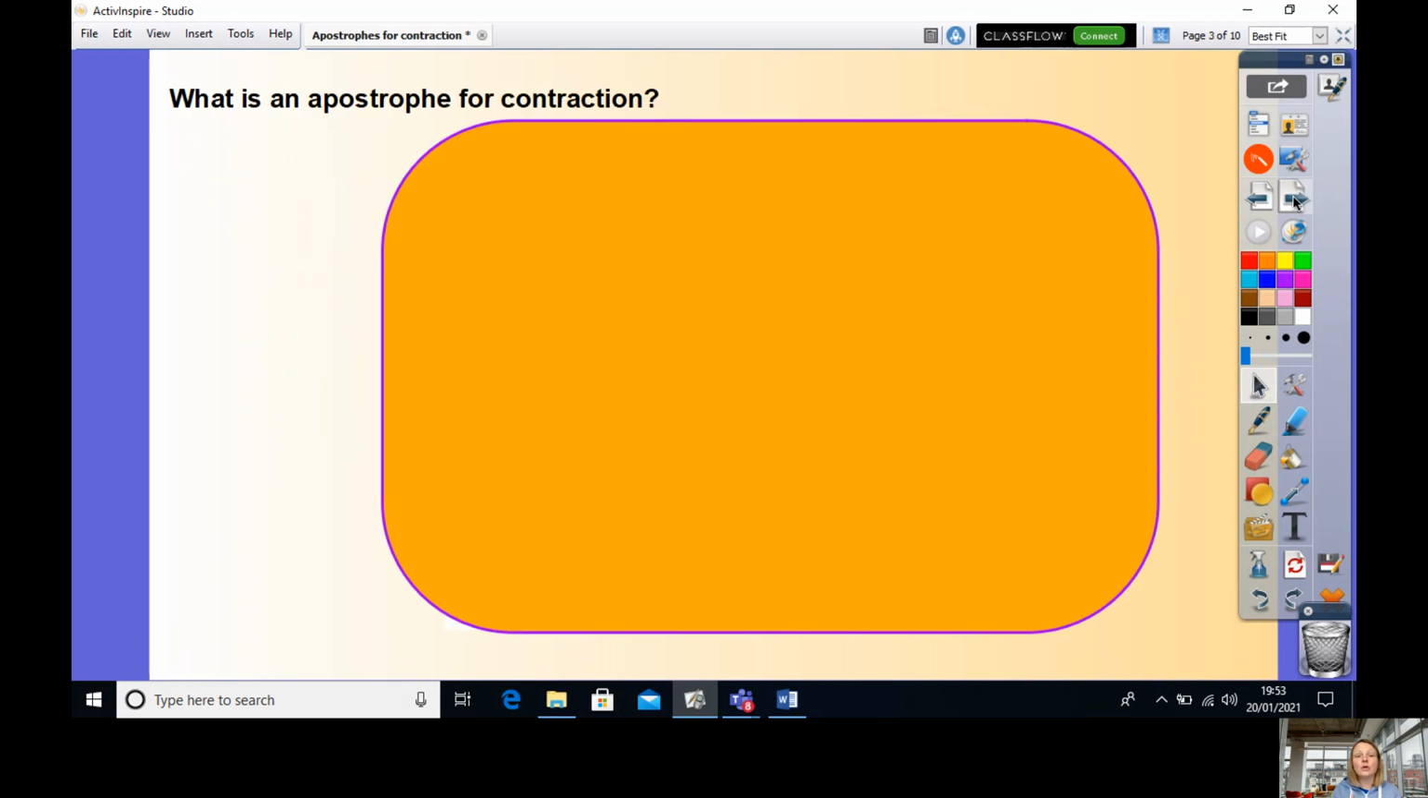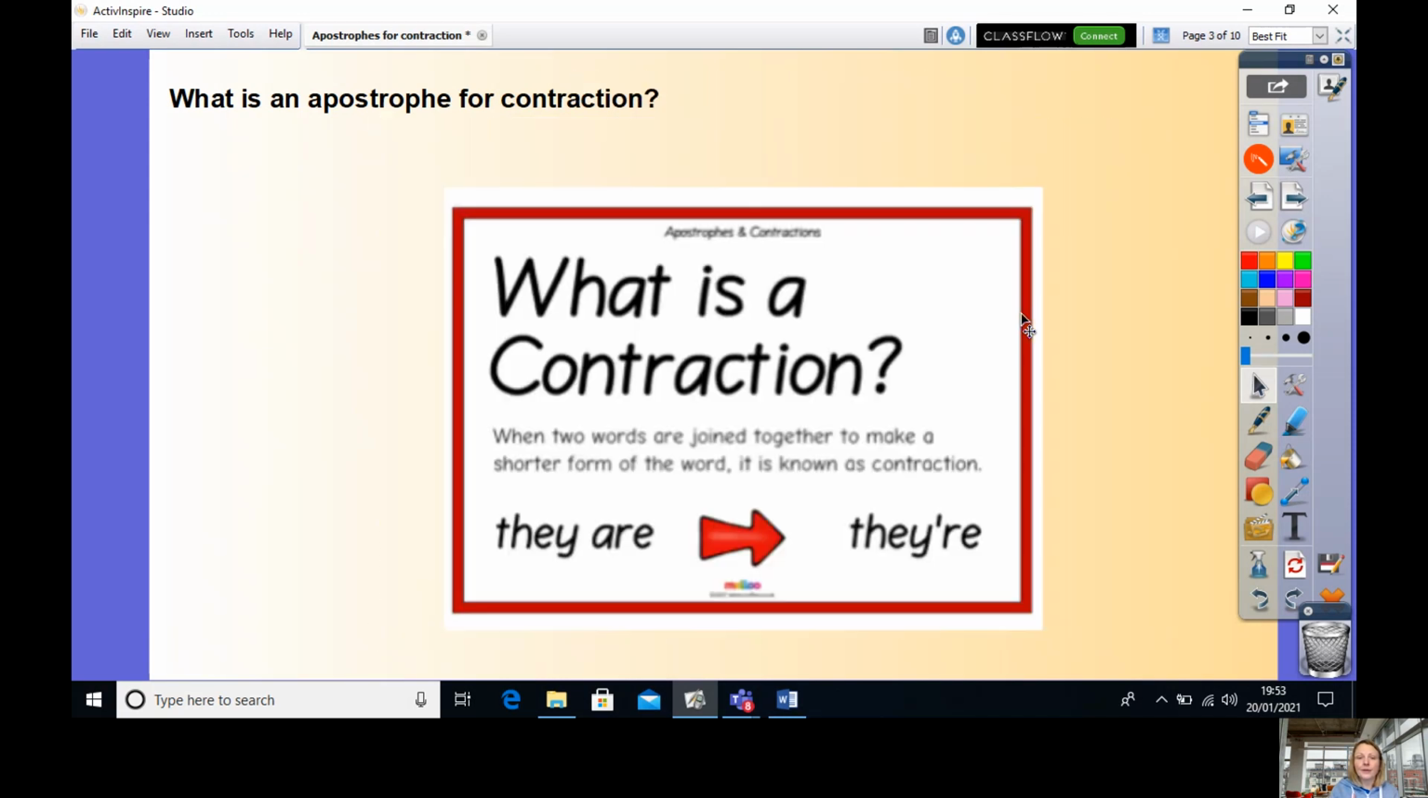So what is an apostrophe for contraction then? So which one is that? Okay, what is a contraction? Contraction is when two words are joined together to make a shorter form of the word. So that is known as the contraction. And we use the apostrophe to show the contraction. So they are becomes they're because we've taken out the A. We put the apostrophe in to show that two words have been contracted together to make one word and where the missing letters were. Quite simple.